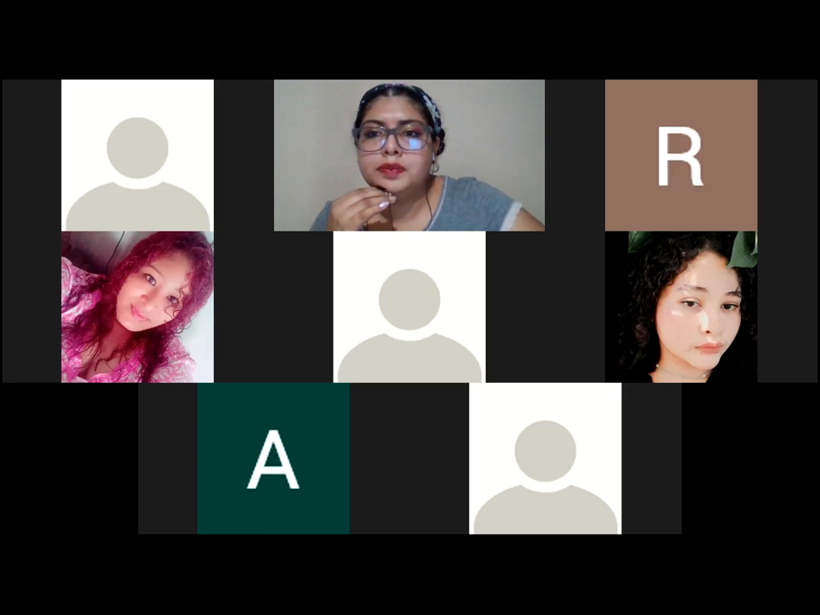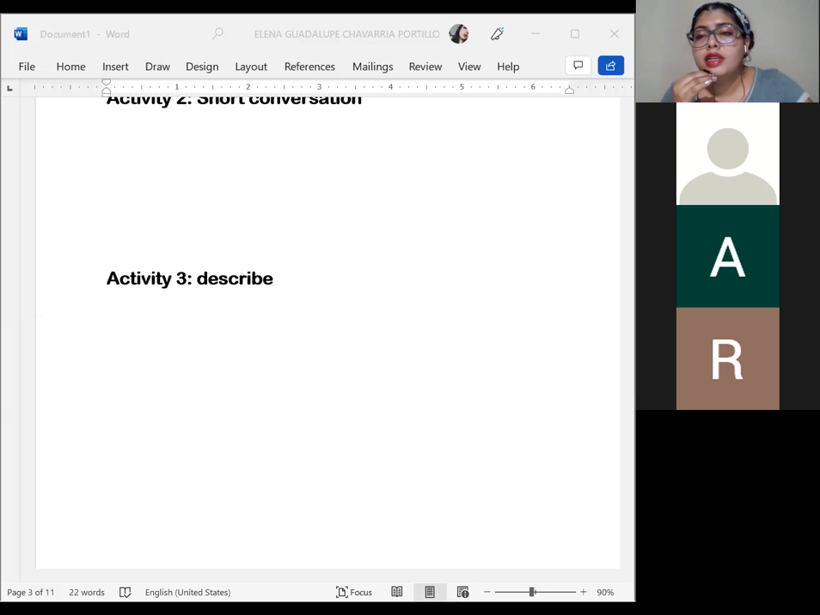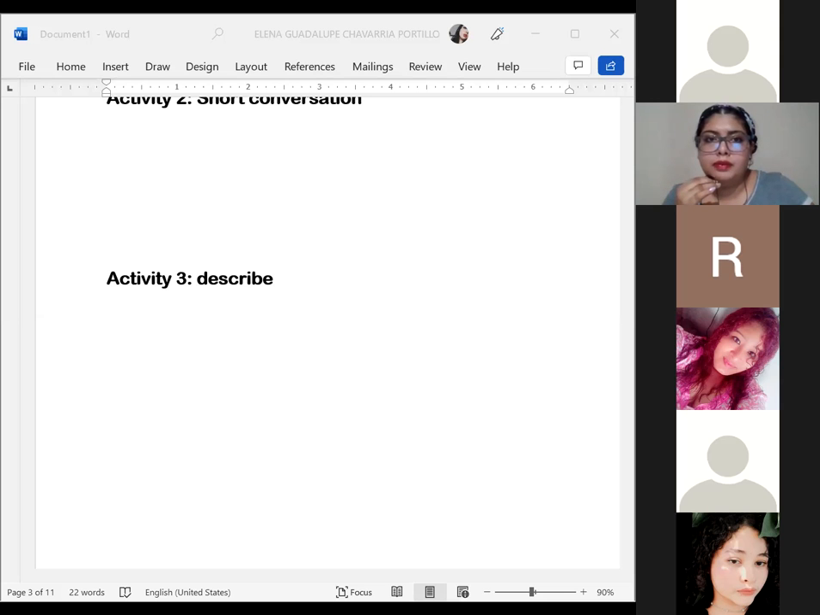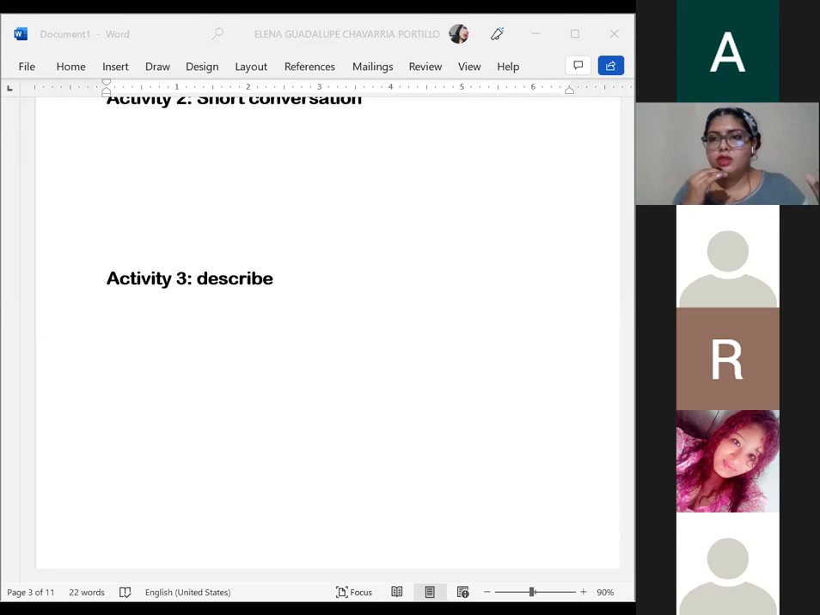So in this case, we have activity number 3 here, and it is an activity about describing. We are going to describe something, but don't worry, we are not going to have a paragraph in which we are going to say, I live in a big house. It has 4 rooms. It has a kitchen, and we are not using connectors or something like that. In this case, you are going to remember the adjectives, or you can use the most used adjectives that you have in your list in your mind.